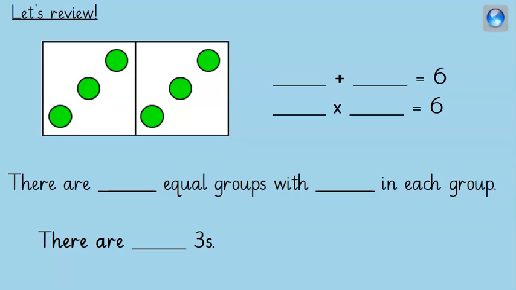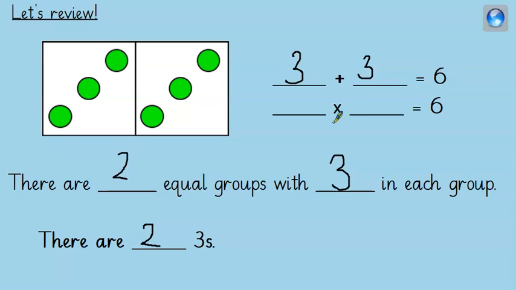We know what repeated addition is now, and we know what equal groups are. How many groups are there here? There's one group here, and there's one group here. There are two groups. With how many in each group? 3. There are two equal groups with 3 in each group. That means there are 2 3s. That's the same as 3 add 3, which is equal to 6.